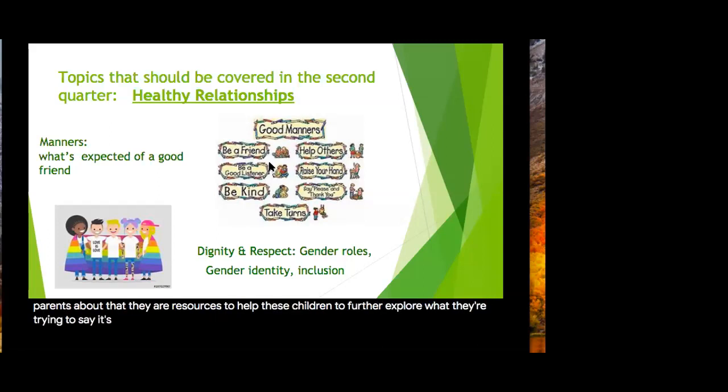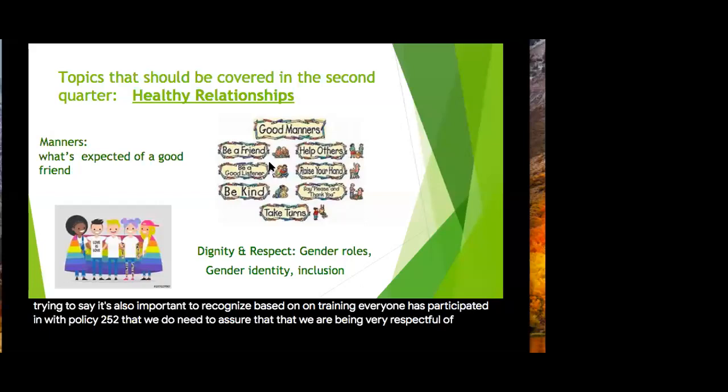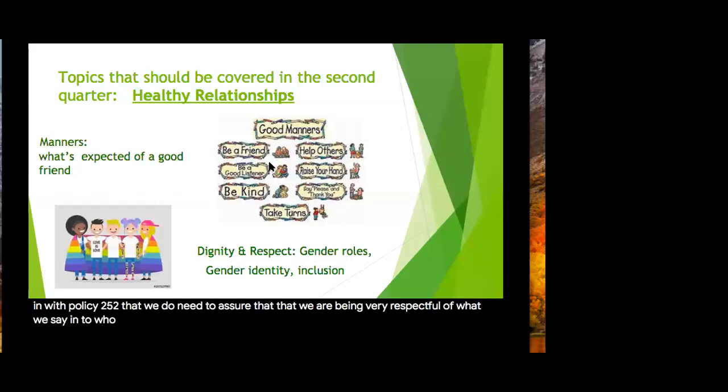It's also important to recognize, based on training that everyone has participated in with Policy 252, that we do need to assure that we are being very respectful of what we say and to who. Judith is absolutely on target.